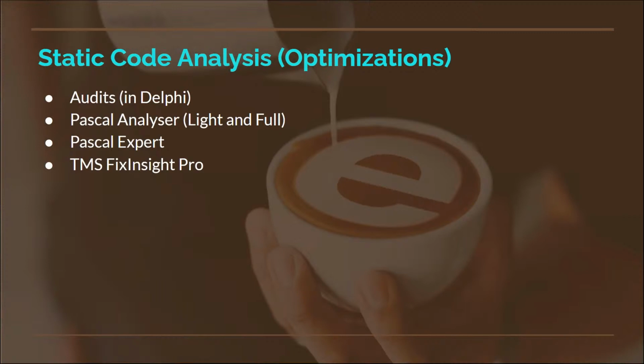Those are the kinds of static analysis that both Pascal Expert and Fix Insight Pro have. I think they do the same list of optimizations. So either one of those, if you've got them, and they have trial versions as well. So there's absolutely no reason for you not to go and download the trial and run it on your code. And I could almost guarantee it'll find changes you should make.